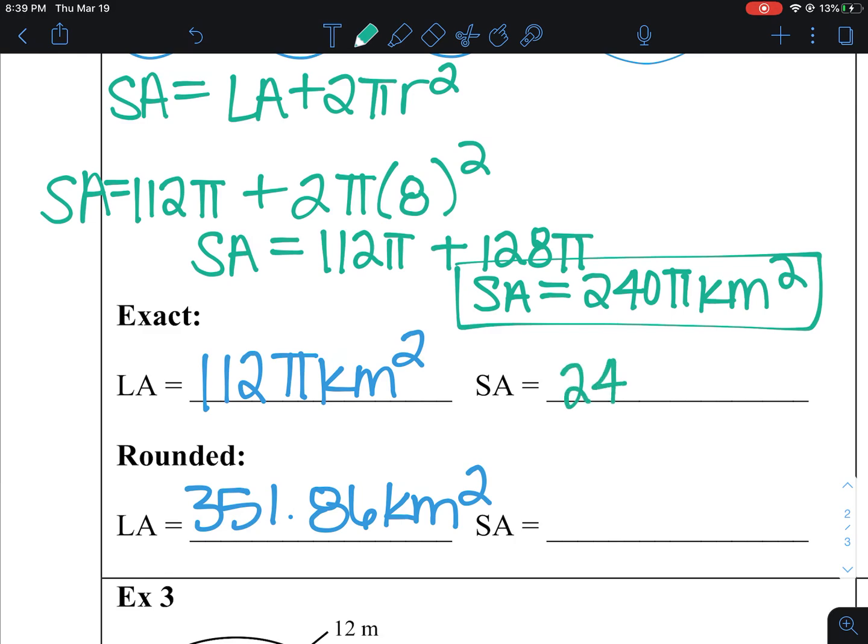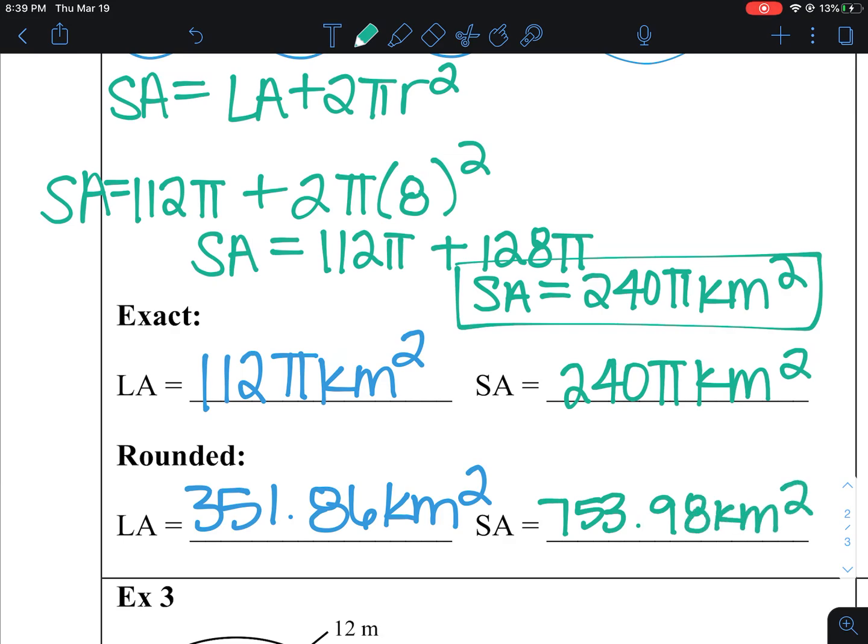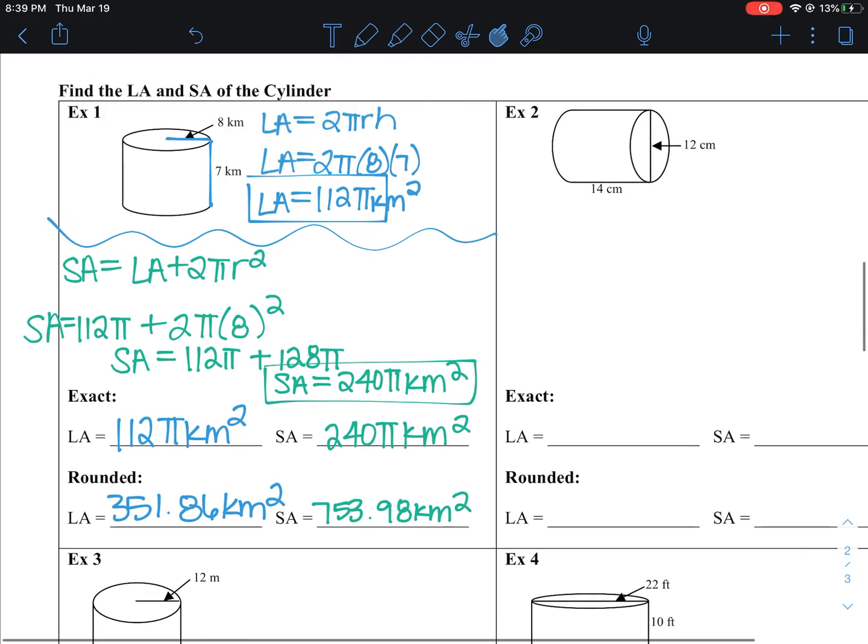So put that down here. Our surface area is 240 pi kilometers squared. That's our exact answer, right? And then to find our rounded answer, just type 240 pi into the calculator, and that's 753.98 kilometers squared. Okay?